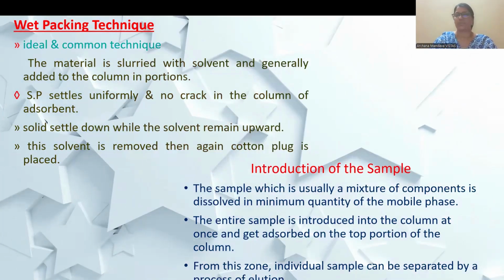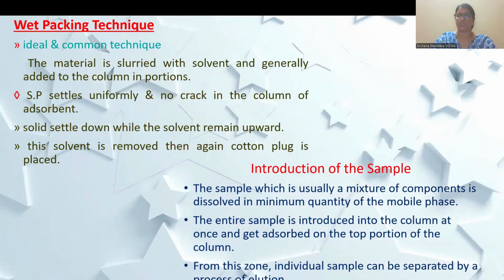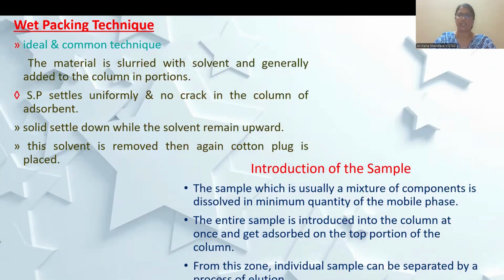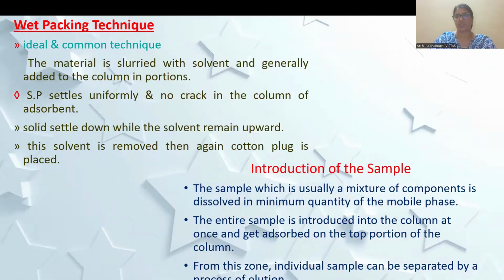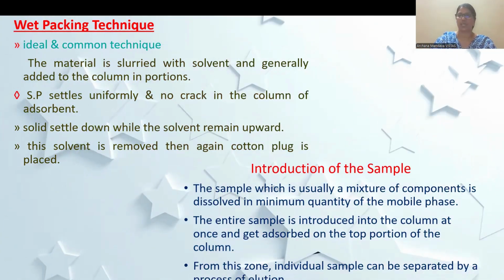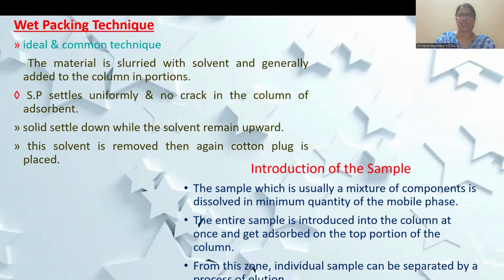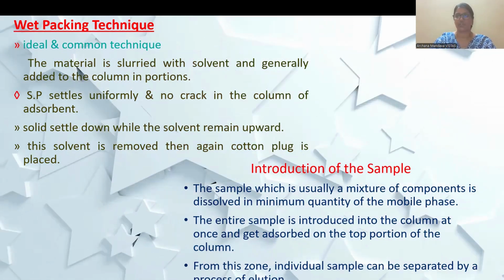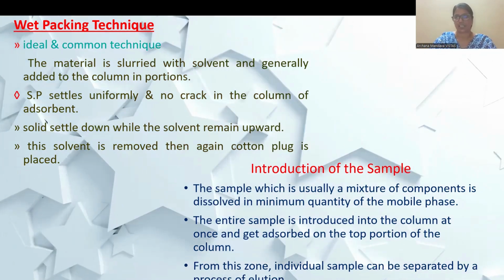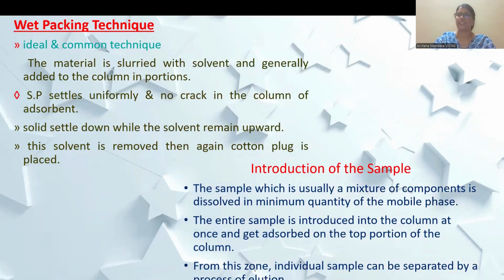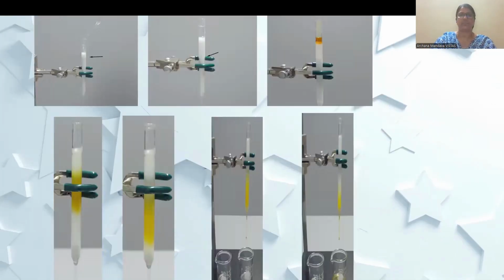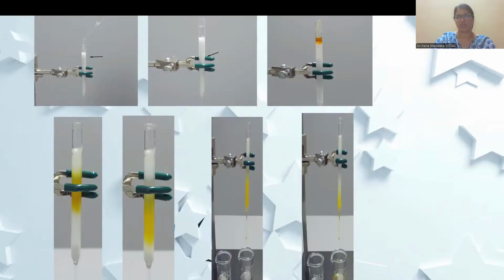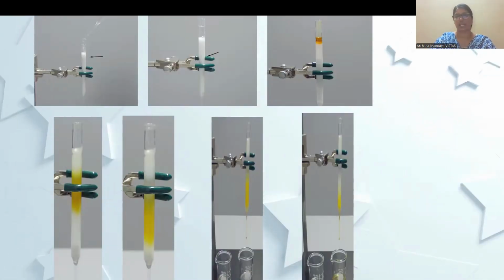Wet packing means preparing a slurry of the adsorbent material with the solvent you are using, and then pouring it into the column. Again, an excess quantity of the mobile phase can be added to remove air entrapment. Afterwards, we can introduce the sample in a mixture form along with the mobile phase into the column. Based on their relative affinities, the sample will get separated. In the first picture, the column is ready and excess mobile phase was added so that there won't be any air entrapment.